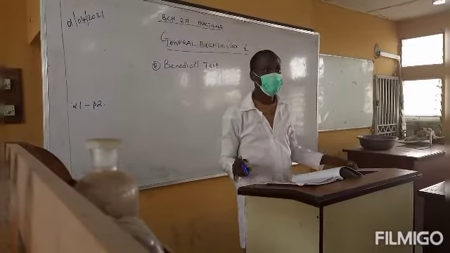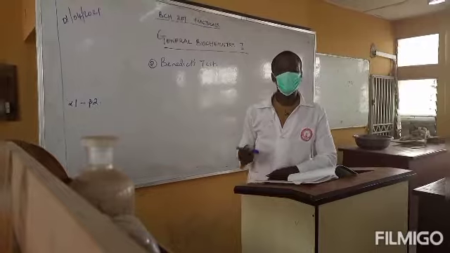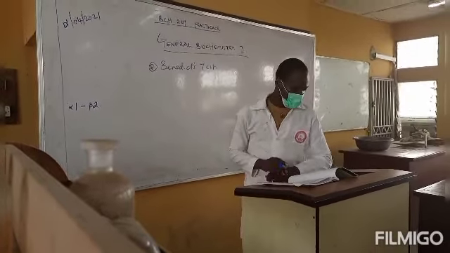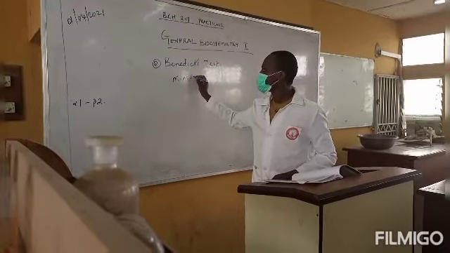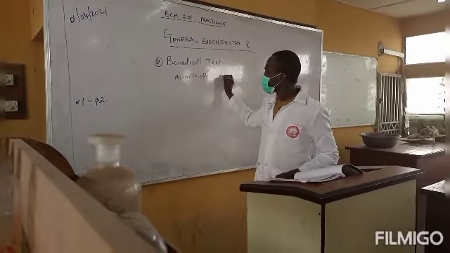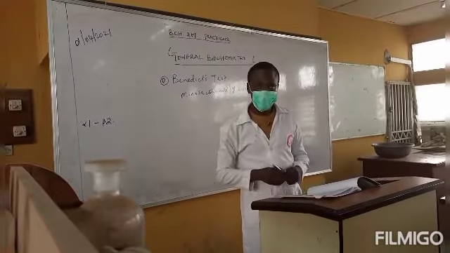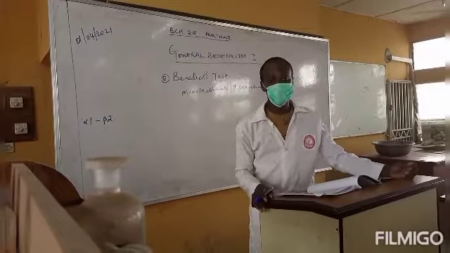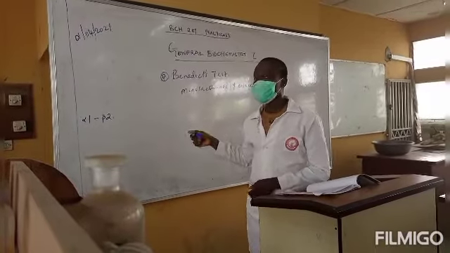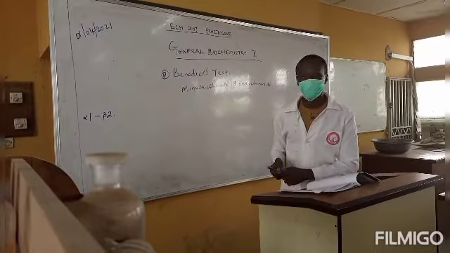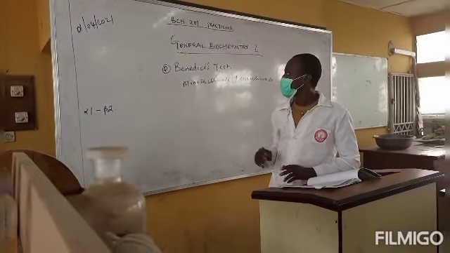From our lectures, from the theory part, we discussed the Benedict test, and we say it's a test for reducing sugars. That's another name for the Benedict test. The Benedict test is used to identify reducing sugars, which are monosaccharides and some disaccharides. These are the sugars that can test positive to the Benedict test. They do that because they have a free aldehyde group or free ketone group. All monosaccharides that are aldoses test positive to the Benedict test.